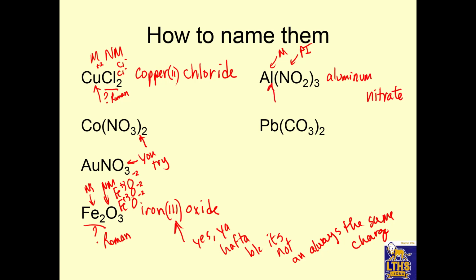And I say to myself, self, where's aluminum? Look, aluminum's an always. So guess what? Do I need a Roman numeral? No Roman, because it's an always, so we're done.